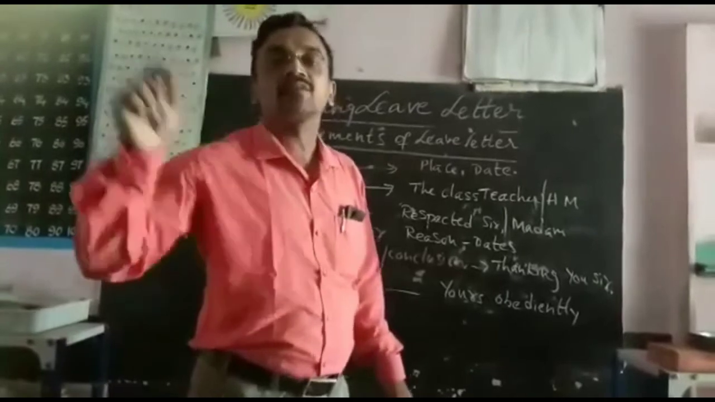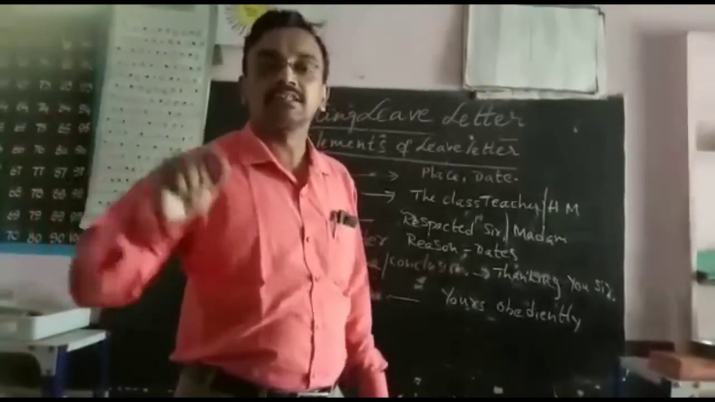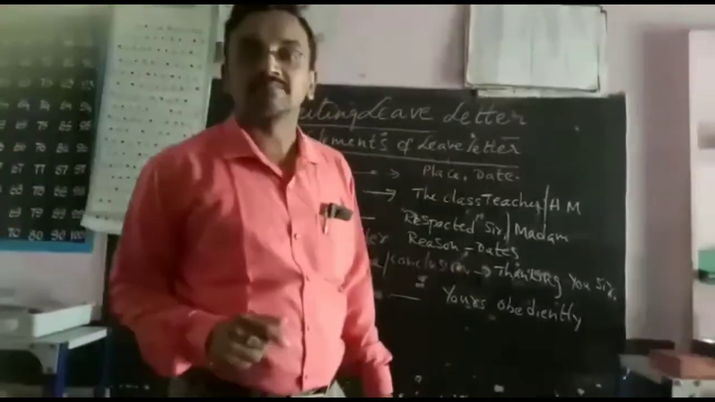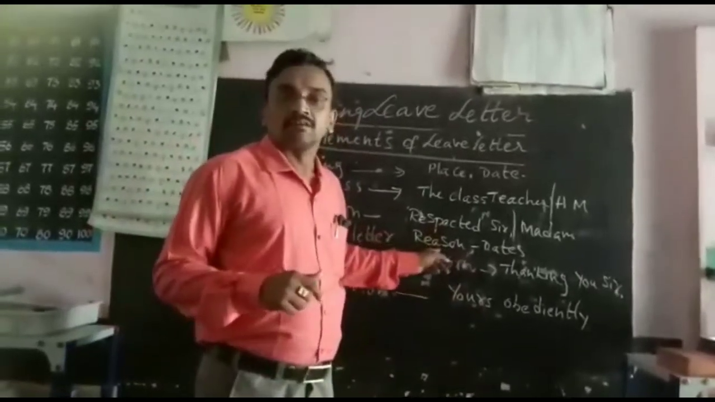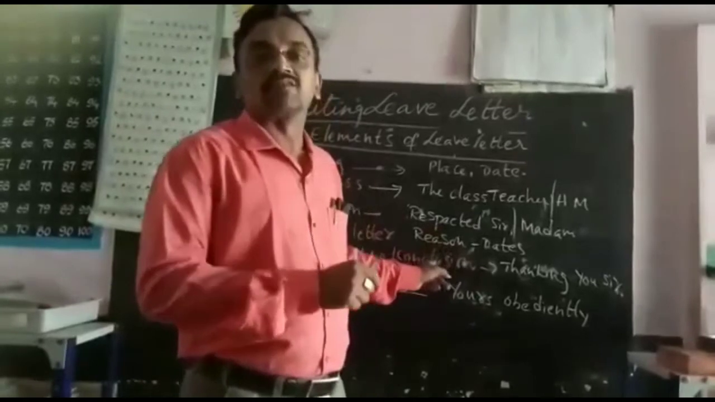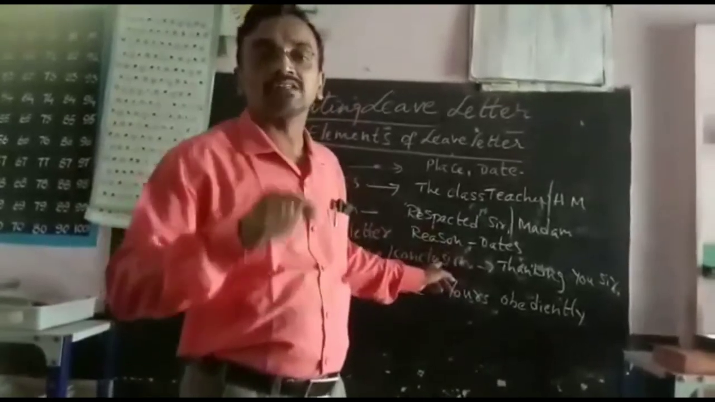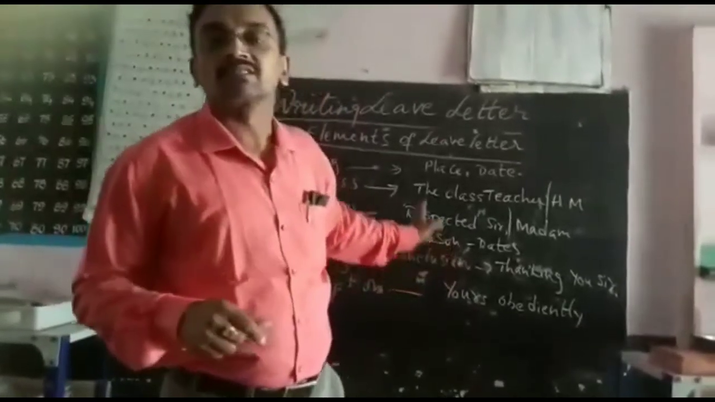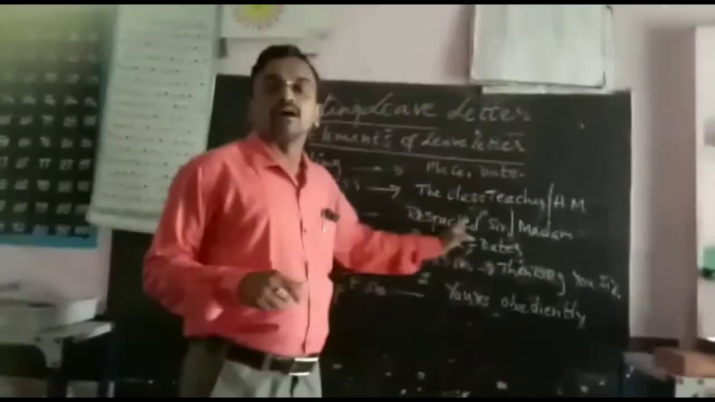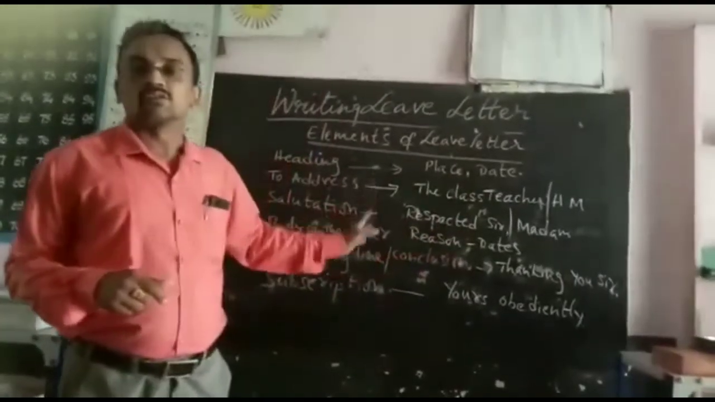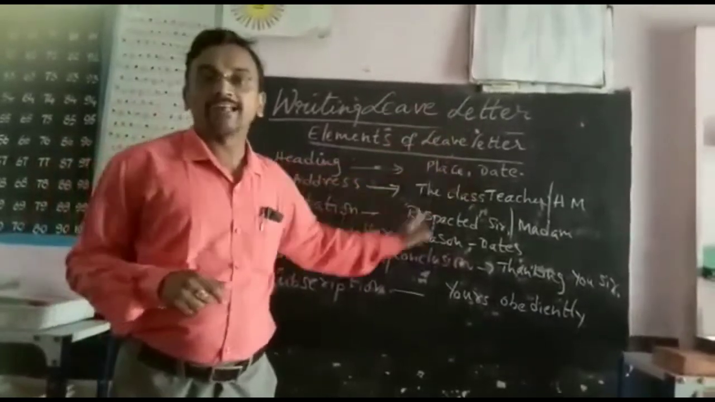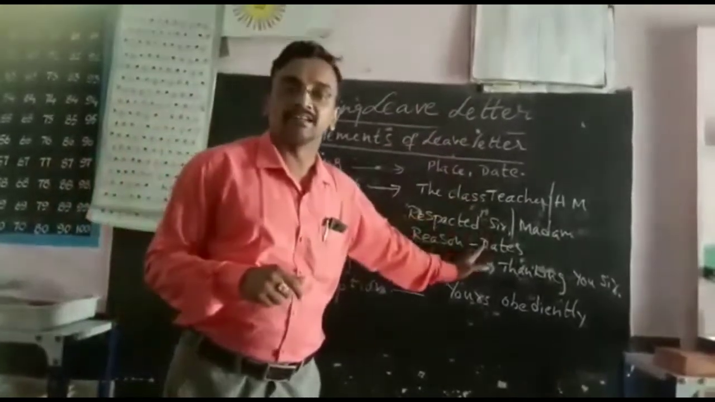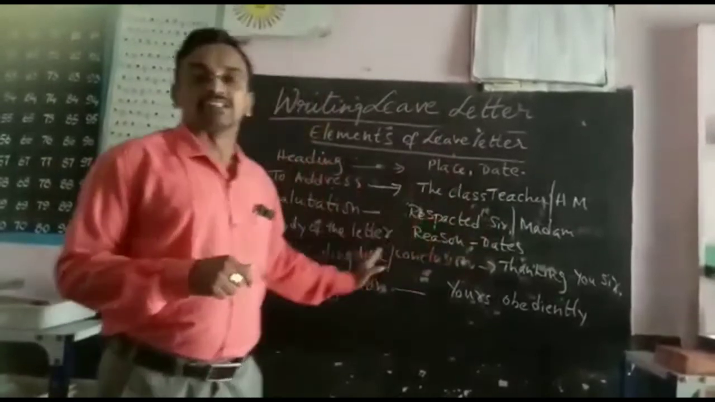asking or requesting him for 5 days or 3 days leave in order to attend your sister's marriage. Then the reason should be changed. Instead of writing "suffering from fever," you have to mention "I am going to attend my sister's marriage." So hence I request you to grant leave for 5 days or 4 days, and from date to the ending date, that should be clearly mentioned.